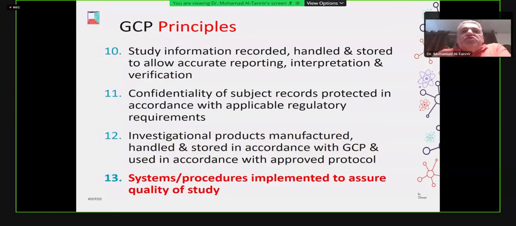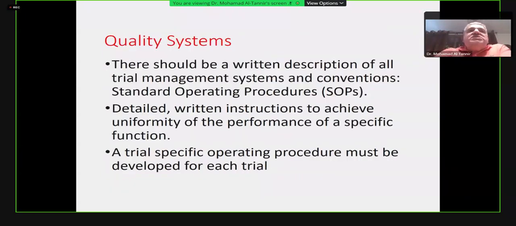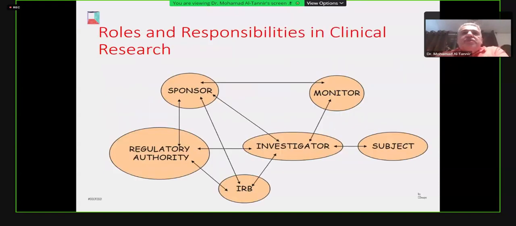And also systems and procedures should be implemented to assure the quality of the study. So we have to have written standard operating procedures, clear SOPs, clear policies in the institution where the research is taking place in order to provide the best quality of research conduct. So for the quality system, there should be a written description of all trial management systems and conventions, and detailed written instructions to achieve uniformity of the performance of a specific function. A trial-specific operating procedure must be developed for each trial.